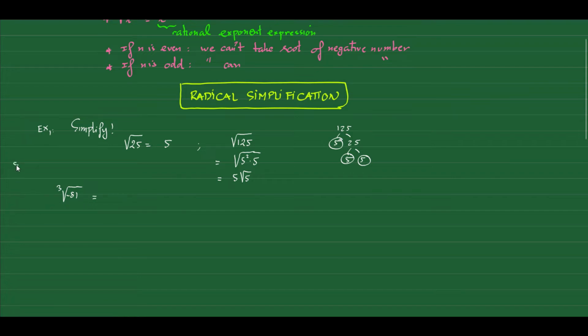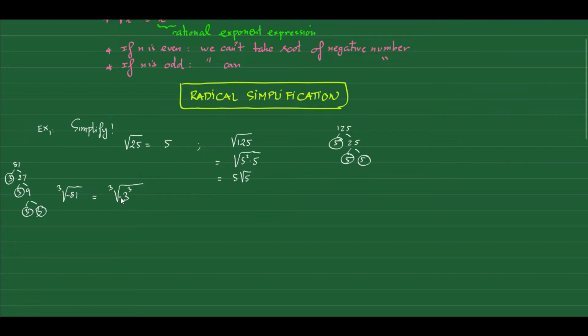So for 81, if you do the prime factorization, you get 3 and 27, 27 is 3 and 9, and 9 is 3 and 3. So we have 1, 2, 3, 4 threes. Because we want to write a third exponent, we have 3, 3, 3, which we can write as 3 to the third power.